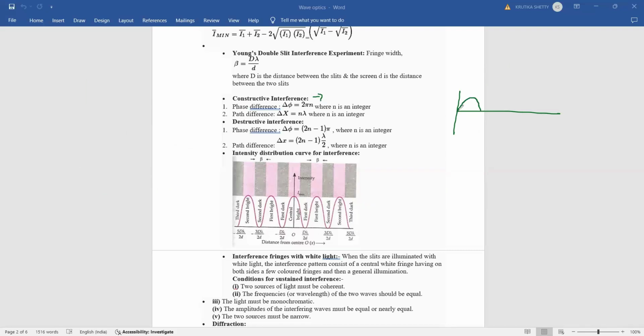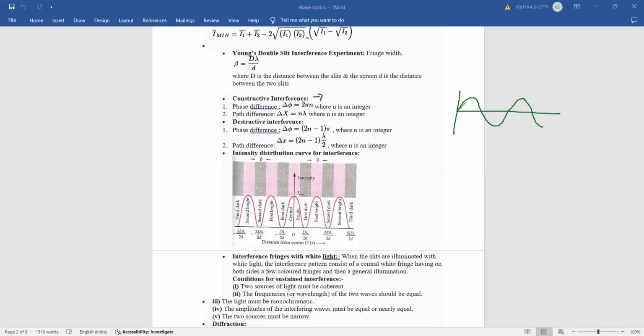Suppose there is another wave. When the crest of one wave falls on the crest of the other, or the trough of one wave falls on the trough of the other wave, their displacement gets added. This can be defined in two ways. I'll change the color so that you can understand.